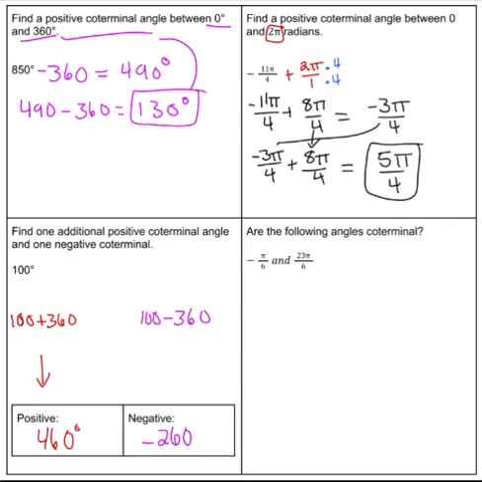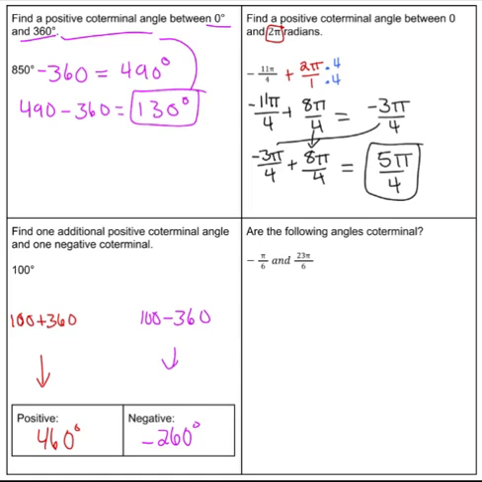Now there's multiple coterminal angles to this. If I kept subtracting 360, there's more negative angles. If I keep adding 360, there's more positive angles. So that question is just asking for one additional positive and one additional negative. And then the last question is just asking if the two angles are coterminal.